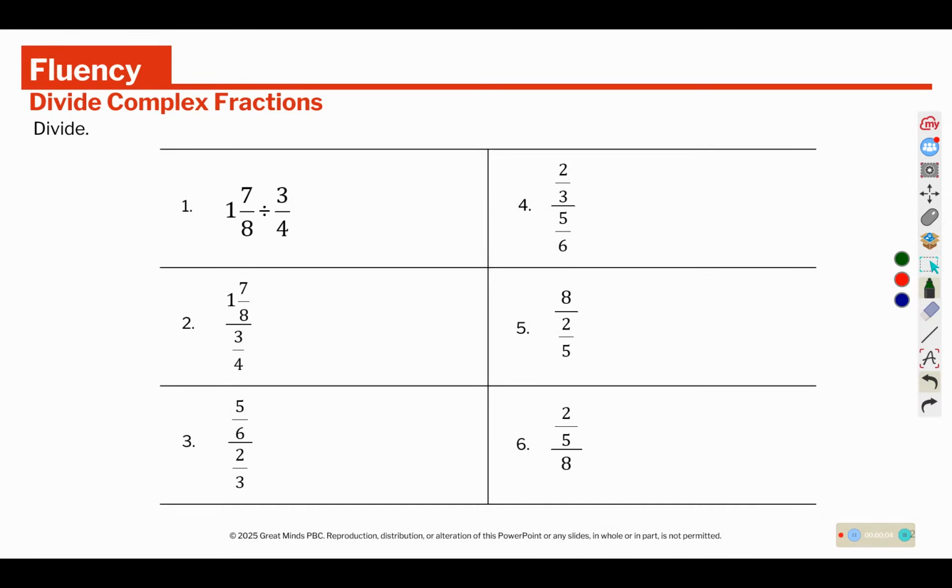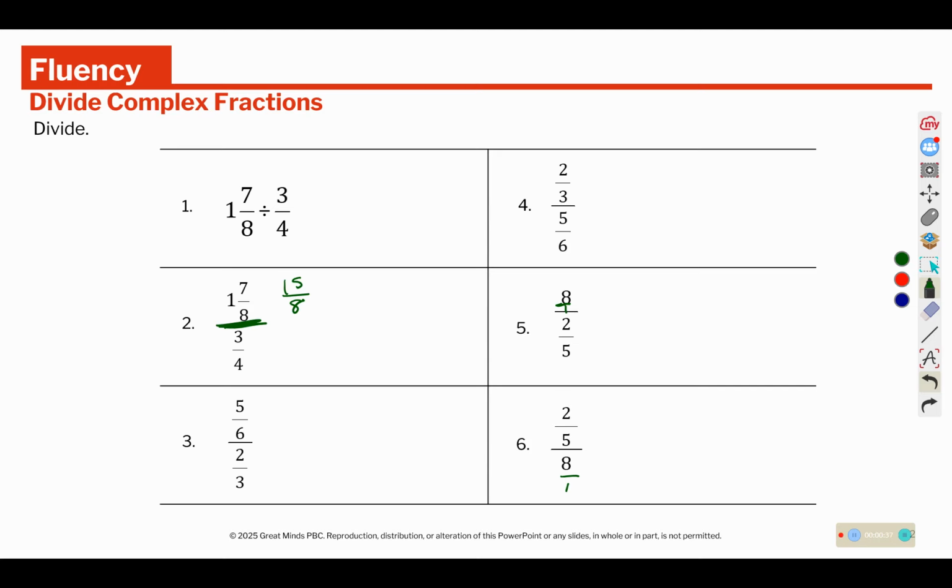In this, we are dividing complex fractions. So first, I'm going to change any mixed number to an improper fraction, or you can change any whole numbers to have the invisible one underneath. Just as a reminder, to change a mixed number to an improper fraction, I multiply the whole number by the denominator. 1 times 8 is 8, and then I add that numerator. 8 plus 7 is 15.